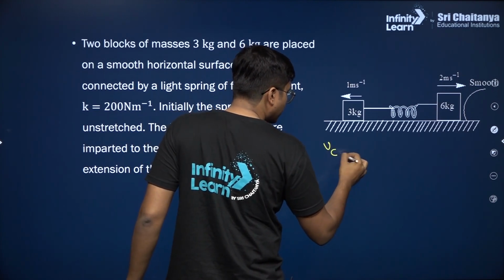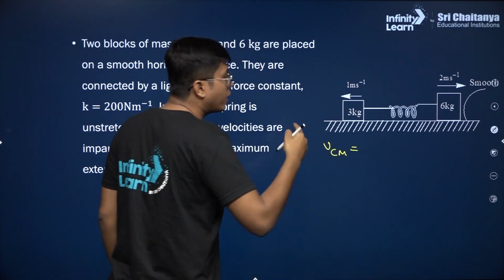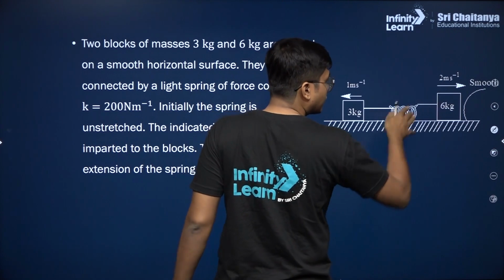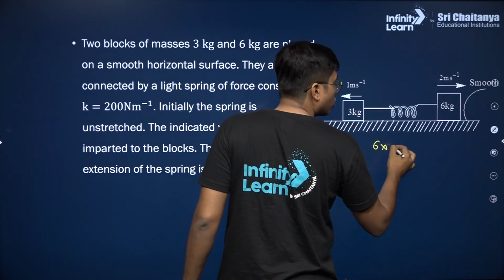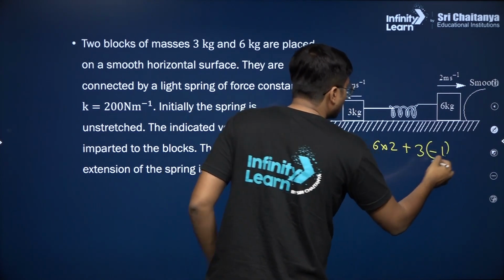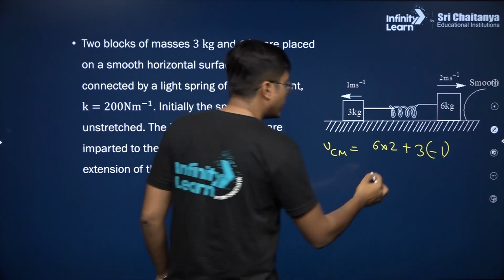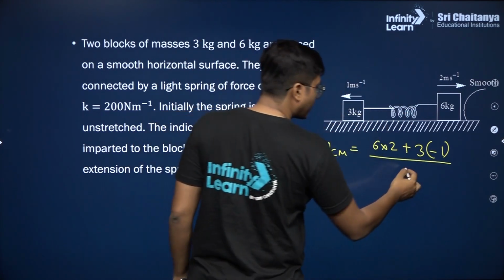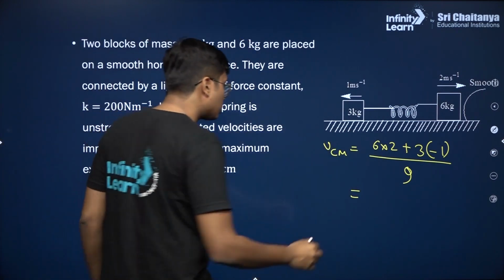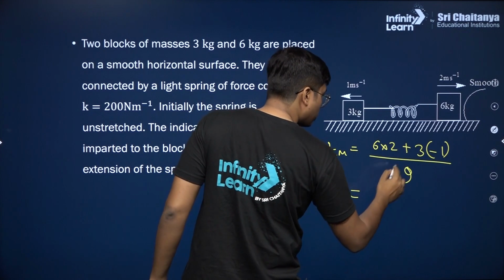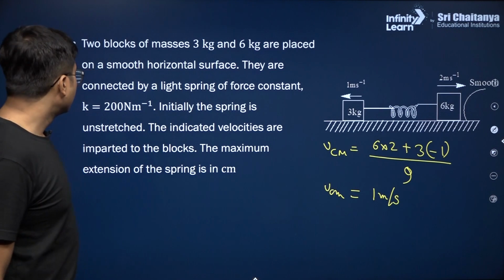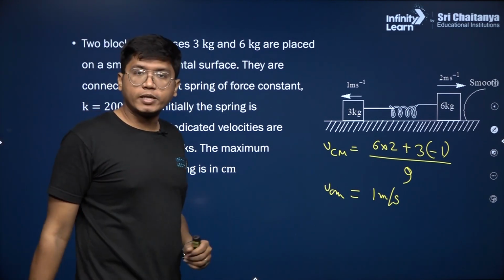We know VCM is equal to m1 v1 plus m2 v2 divided by m1 plus m2. So m1, let's keep that direction as positive. So 6 into 2 plus 3 into minus 1, because it's in the other direction, divided by the total mass 3 plus 6, that is 9. So 6 into 2 gives you 12, minus 3 gives you 9, 9 by 9. So your VCM is 1 meter per second.